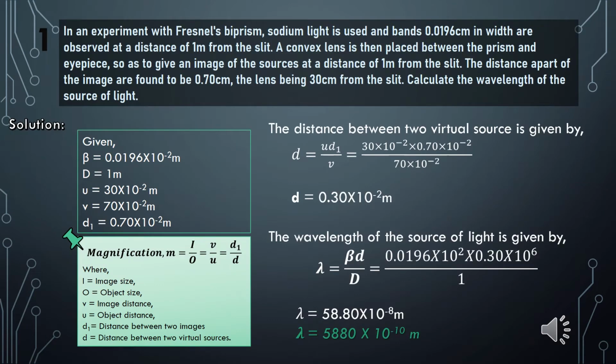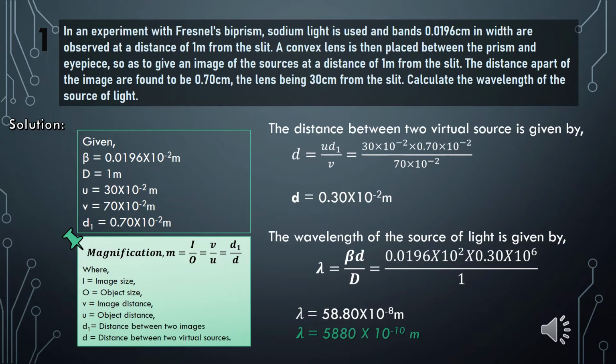Problem 1. Here we need to determine the wavelength of the source of light. The data given: fringe width beta is equal to 0.0196 into 10 raised to minus 2 meter. The distance between the source and the screen is equal to 1 meter. The distance of the lens from the object U is equal to 30 into 10 raised to minus 2 meter. Therefore, the image distance V is equal to 70 into 10 raised to minus 2 meter, and the size of the image is equal to 0.7 into 10 raised to minus 2 for the setting.